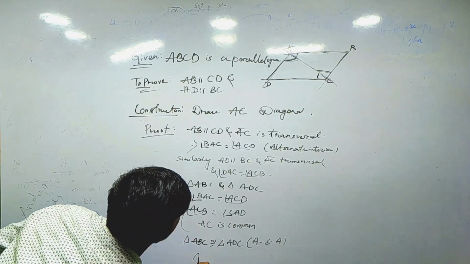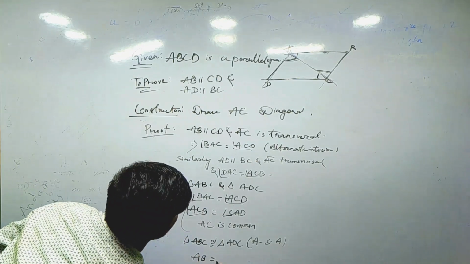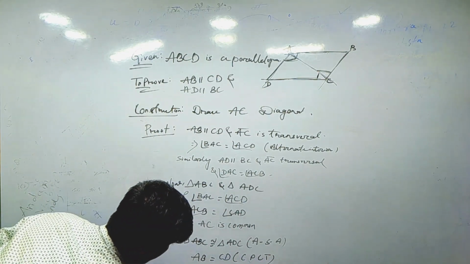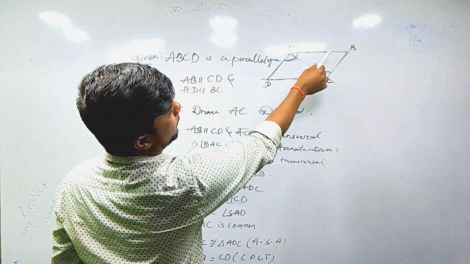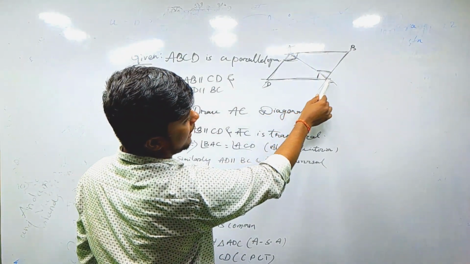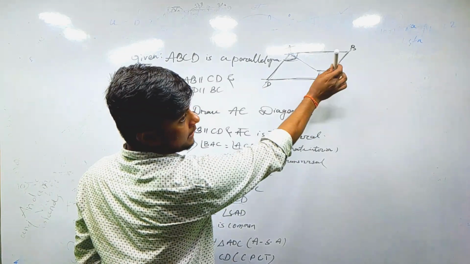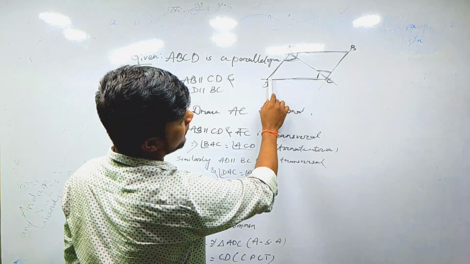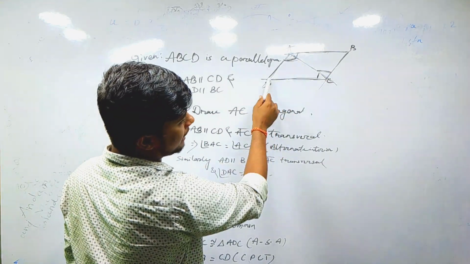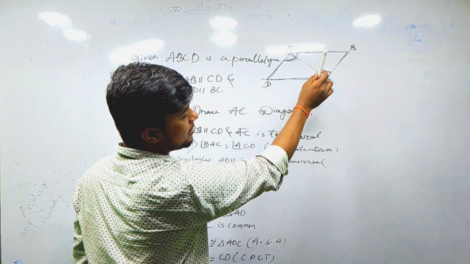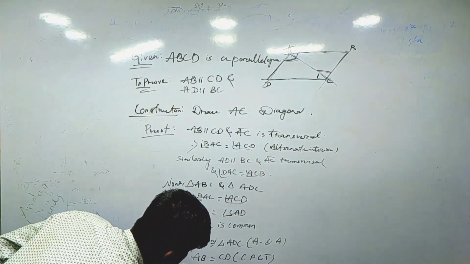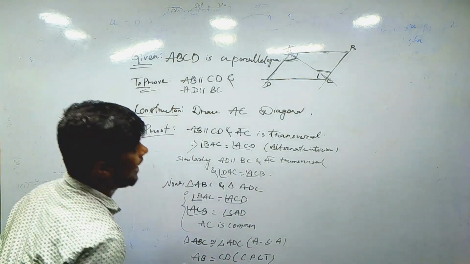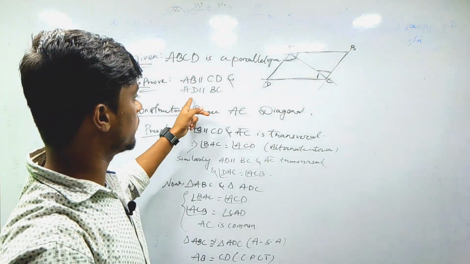So right now we can write AB equals CD, corresponding parts of congruent triangles, CPCT. And also BAC, the opposite side is BC, and the same angle as BAC is ACD, and the opposite side of ACD is AD. Therefore AD and BC are equal. So we can write BC equals AD, CPCT, and we needed that, and we have to prove it also.